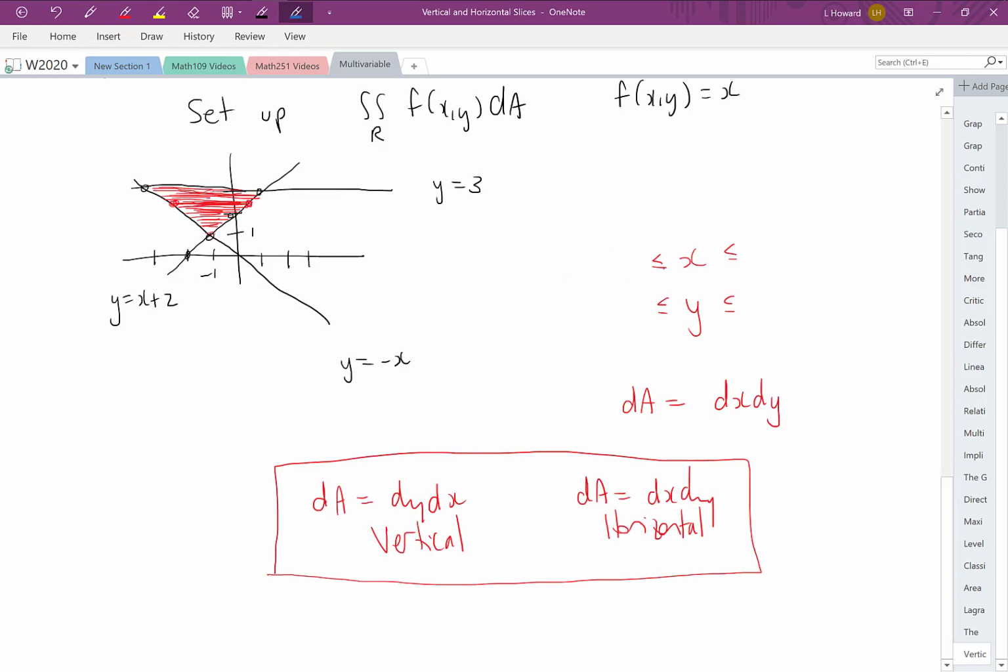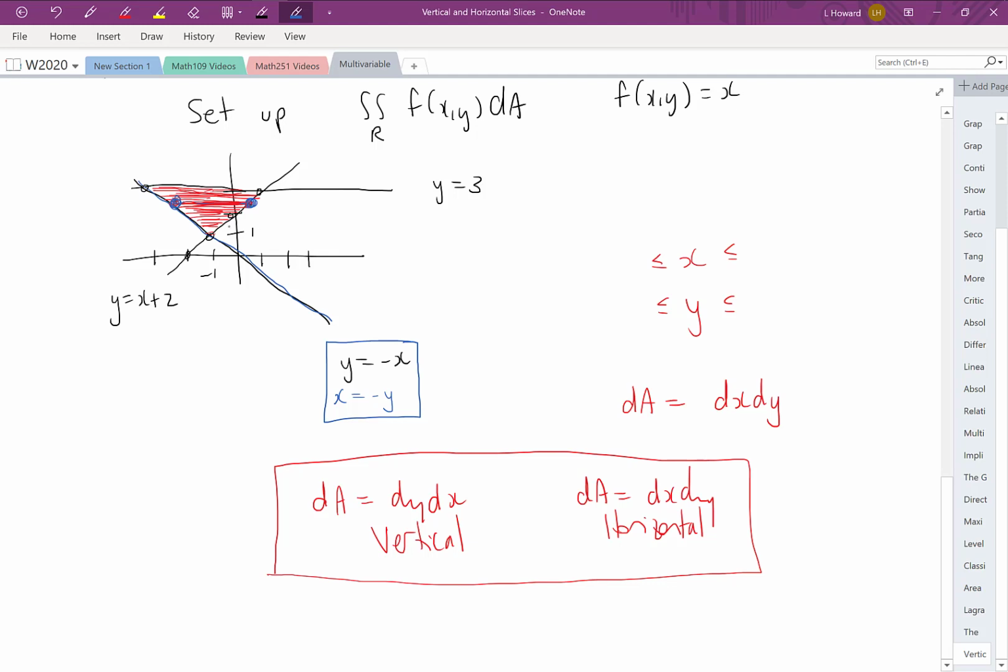So let's see if we can figure out what our x values are ranging between. We want to focus in on one of these horizontal slices, so let's just pick this one here. The left endpoint is sitting over here, which is on the line y equals negative x. To figure out the x value associated with that line, we need to rearrange this equation and solve it for x. If we multiply both sides by -1, we have negative y equals x, or in other words, x equals negative y. So negative y is what's forming the left endpoint there.